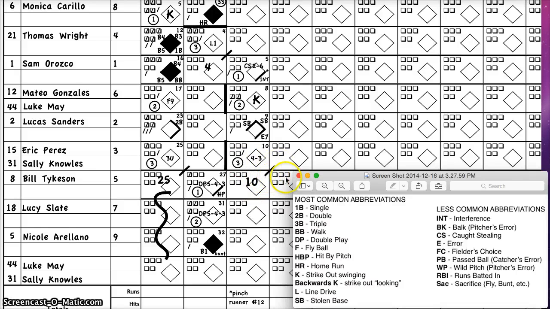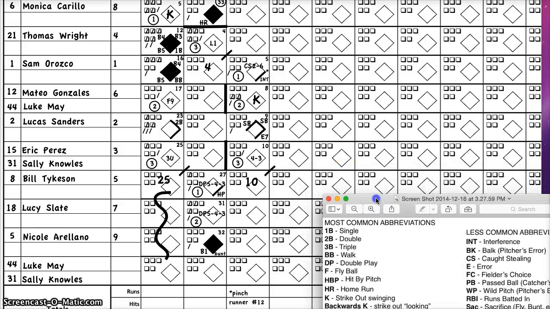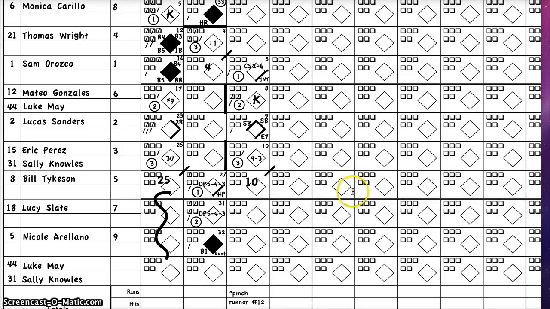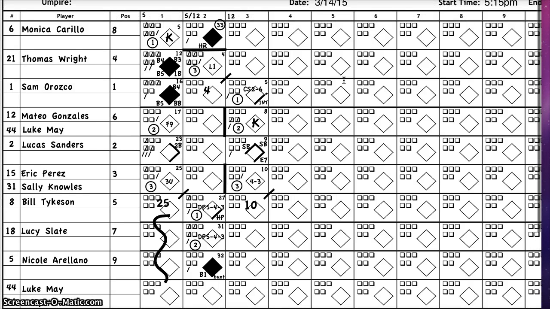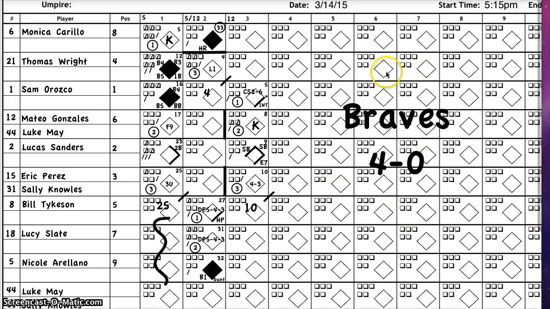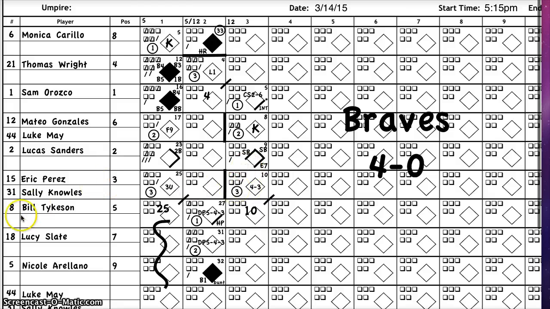The last thing I want to tell you guys about is at the end of the game, what I'd like you guys to do, what is required, is to write the final score in nice and big over here. So if this was the final score, this 4-0 Yankees, go ahead and write 4-0 Braves, excuse me, over here nice and big so anyone can quickly just open the book to a page and see what the score was of that game. And if you write it on both sides of the paper, that's even more helpful.